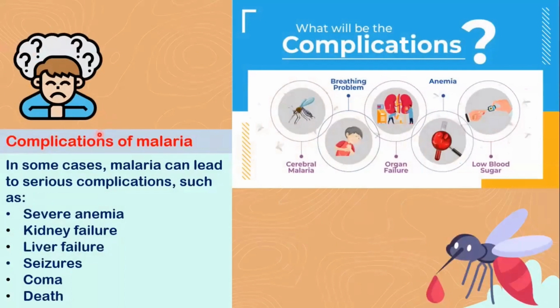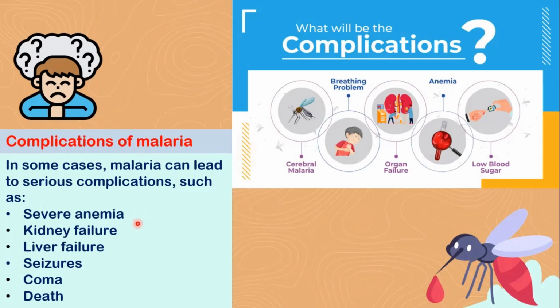Complications of malaria. In some cases, malaria can lead to serious complications such as severe anemia. If you wonder what severe anemia is, malaria can cause the body to destroy red blood cells, which can lead to anemia. If you don't know what anemia is, I will explain briefly. Anemia is a condition where the body does not have enough healthy red blood cells to carry oxygen to the tissues. This is a very dangerous disease.